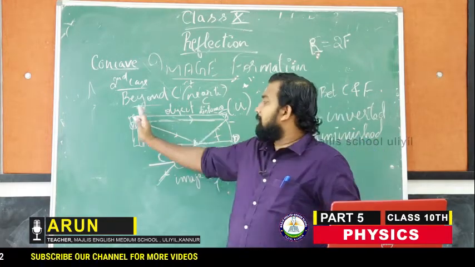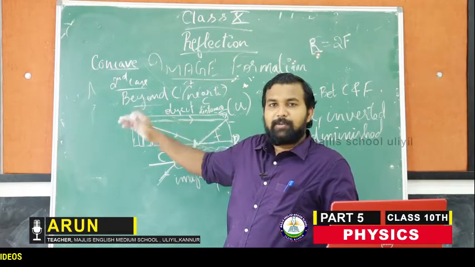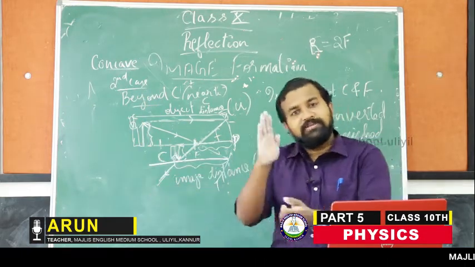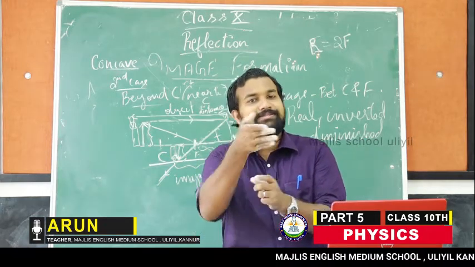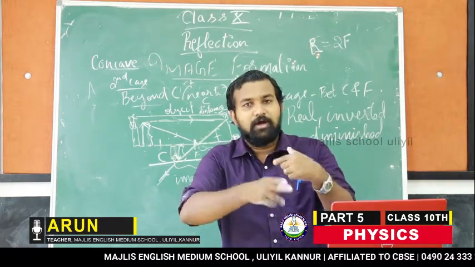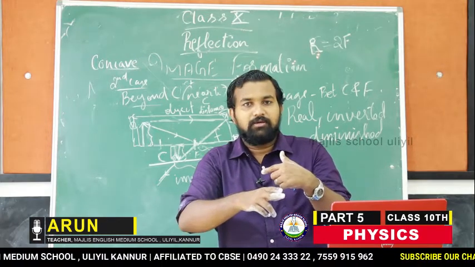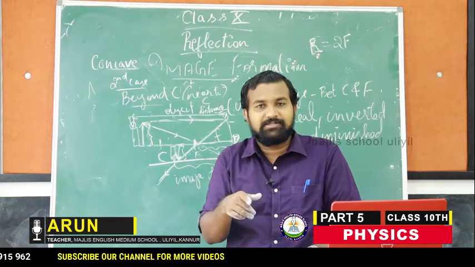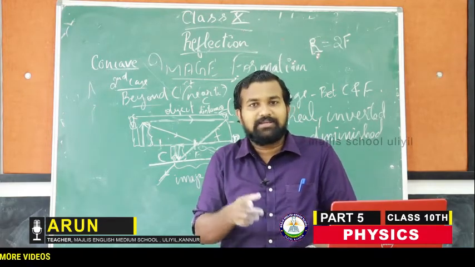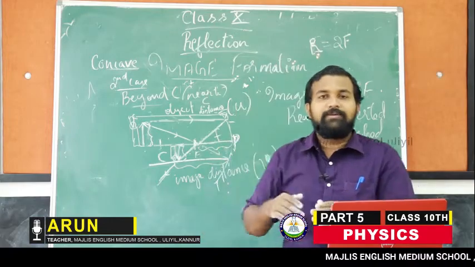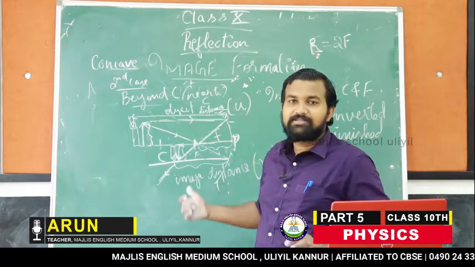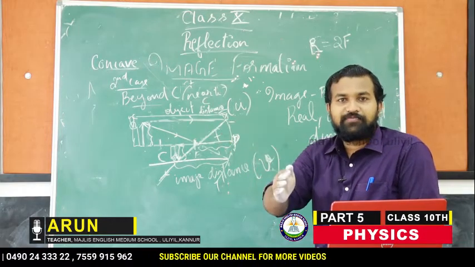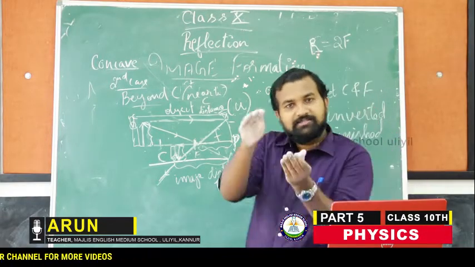The object will always be kept in the upright position, above the principal axis only. At some positions we will get the image in the upside down position, and in some cases we will get it in the straight position itself. Then we will say that it is an erect image. The image and the object will be on the same side. Here it is inverted and diminished. With respect to the object, what is the size of the image? It is smaller, so we will say it is diminished.